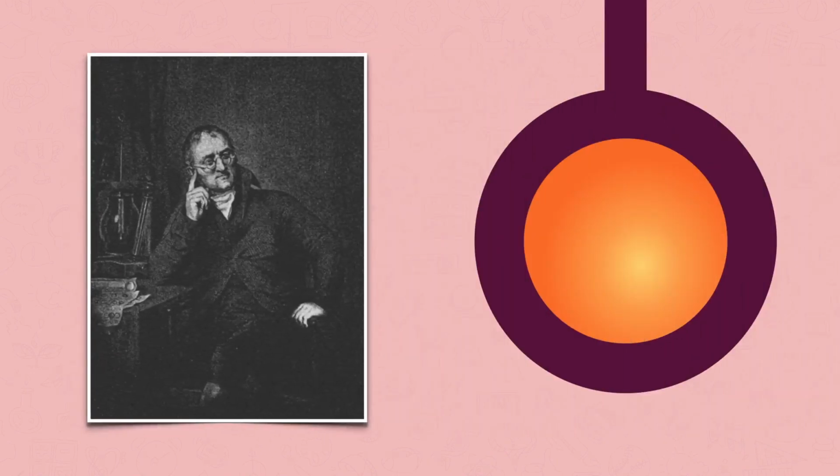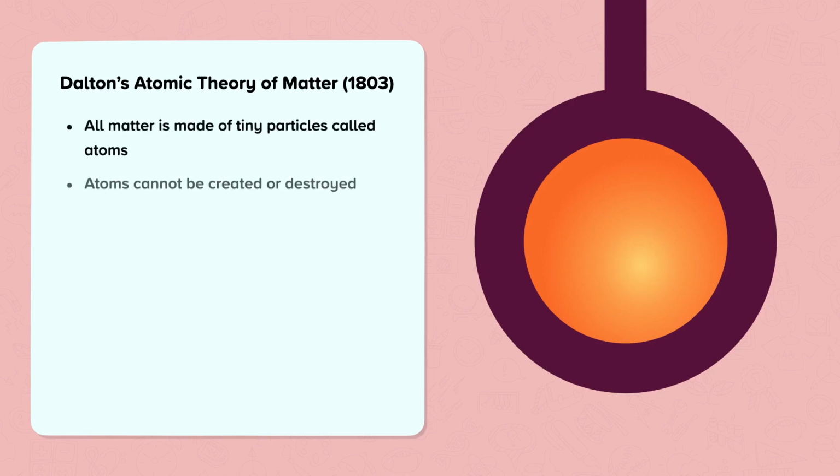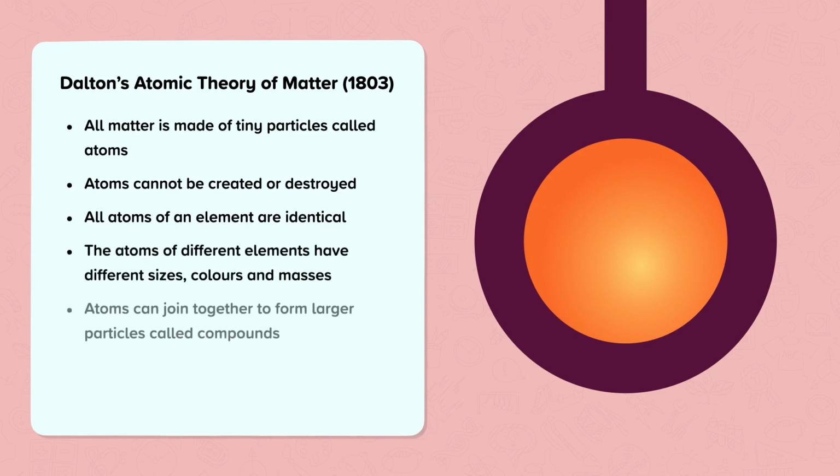Okay, so if we move to the next one, John Dalton. John Dalton used the work of other scientists and evidence from his own experiments on gases to develop his atomic theory of matter. He presented this in 1803. All matter is made up of tiny particles called atoms. Atoms cannot be created or destroyed. All atoms of an element are identical. The atoms of different elements have different sizes, colours, and masses. Atoms can join together to form larger particles called compounds. And atoms cannot be divided into anything smaller. Okay, so let's move on to the next one.